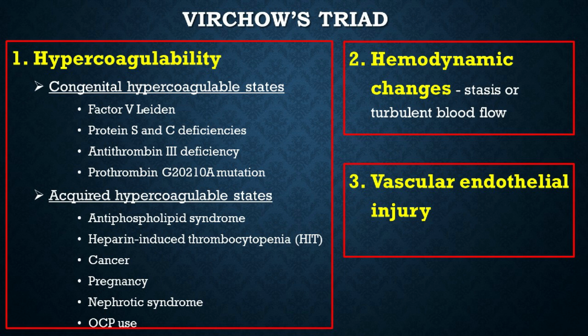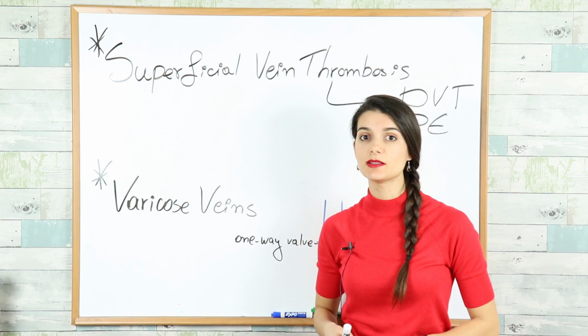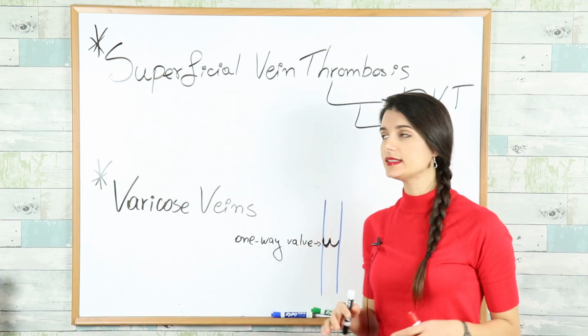Now, hemodynamic changes basically means abnormal blood flow. It can be either slow or absent, or it can be too fast, known as turbulent blood flow. We can see these hemodynamic changes in congestive heart failure, immobility, or recent surgery. And the last of Virchow's triad is vascular endothelial injury, which can be caused again by trauma or surgery or recent fracture.